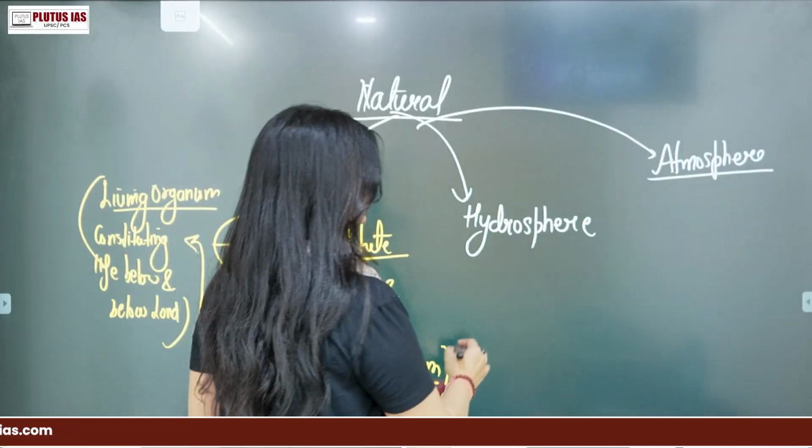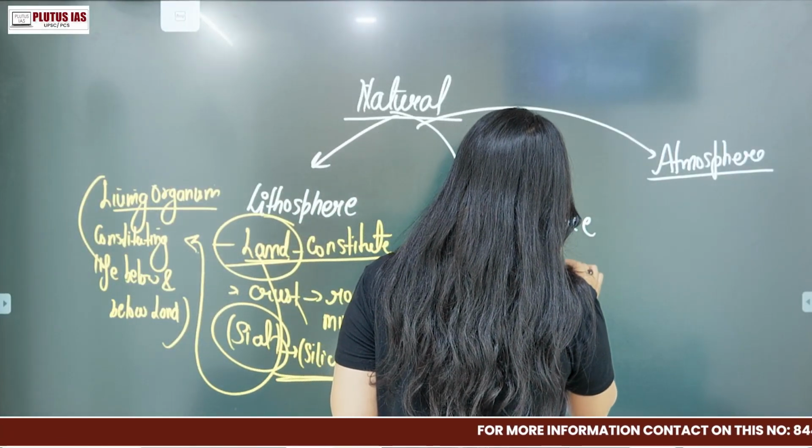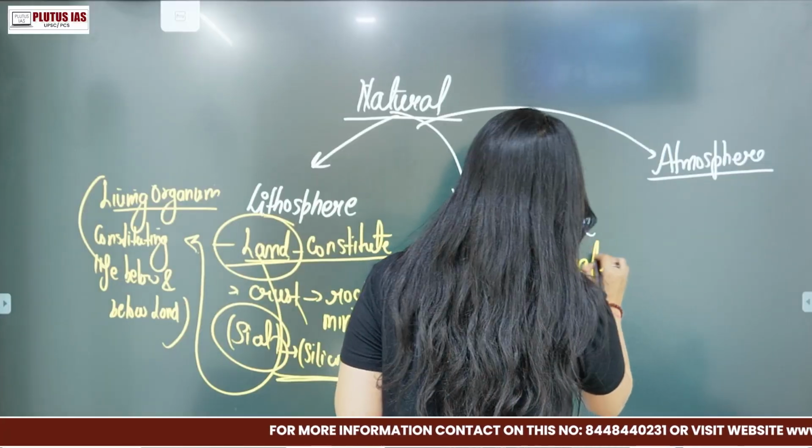The next we have is hydrosphere. What is hydrosphere? It is ocean. So in how many forms is the ocean consisting?